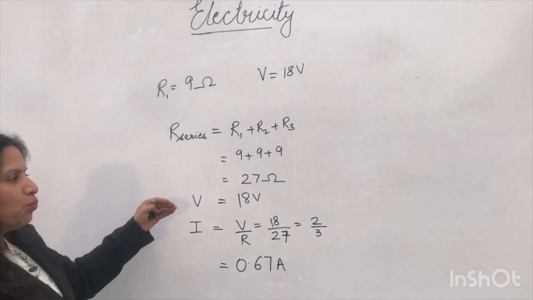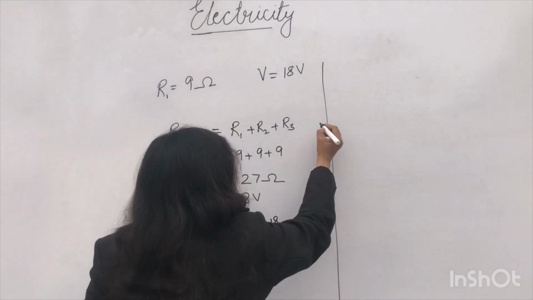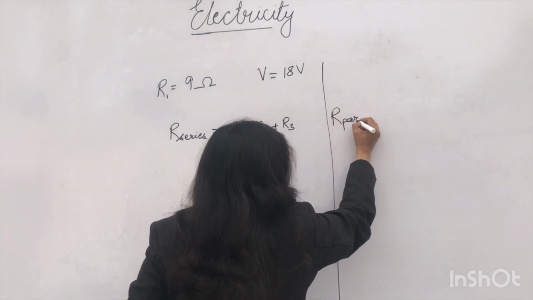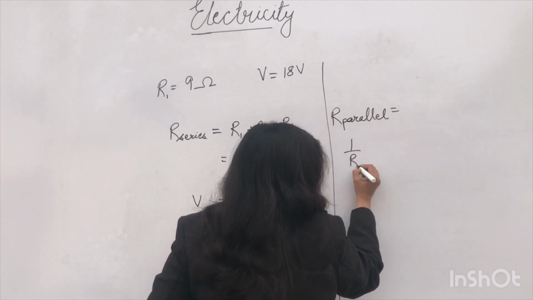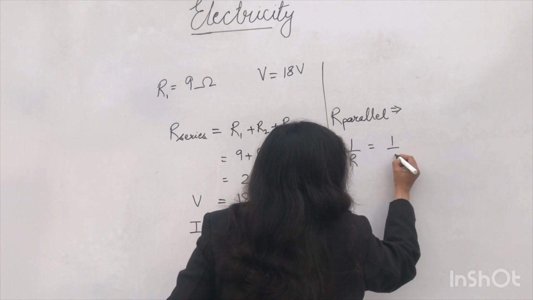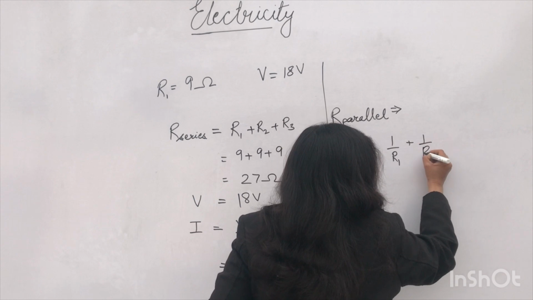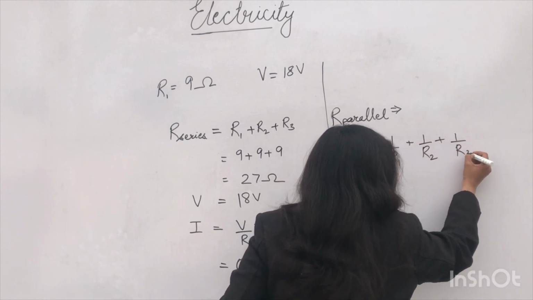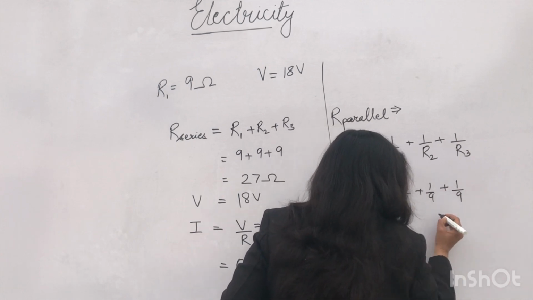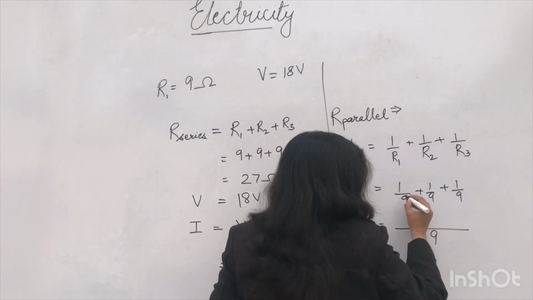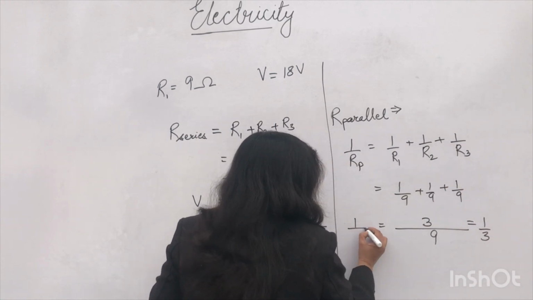Now let's find out about the parallel combination of resistance. The resistance in parallel combination will be: 1 upon R, this is R in parallel combination, is equal to 1 upon R1 plus 1 upon R2 plus 1 upon R3. So it's 1 upon 9 plus 1 upon 9 plus 1 upon 9. The LCM will be 9. So it's 1 plus 1 plus 1, it makes 3. 1 upon 3 for 1 upon R.